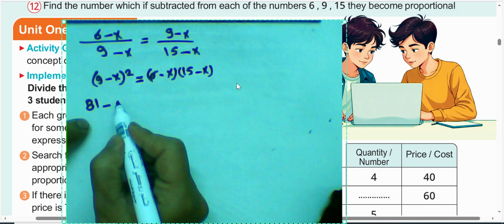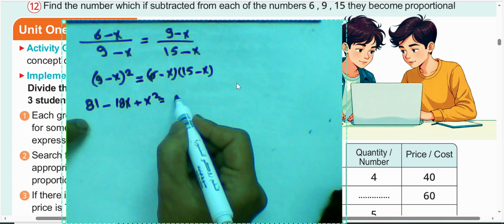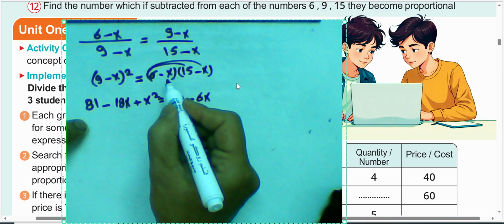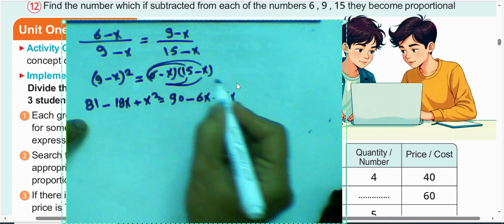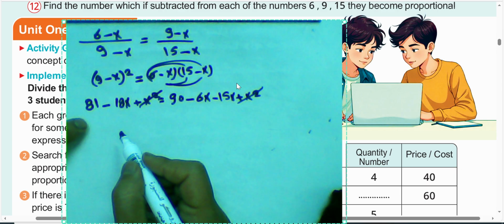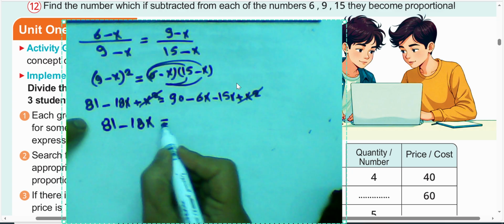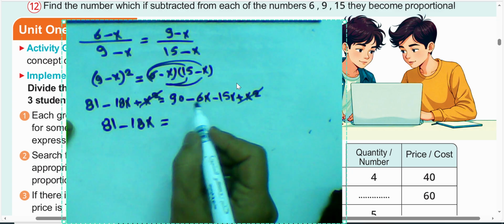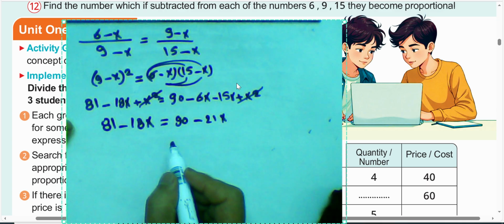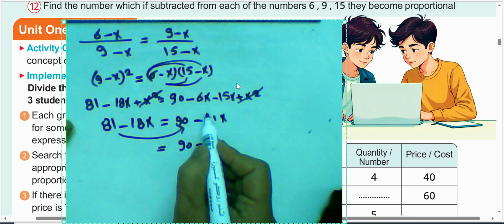And the middle 2 times 9 is 18x, and x power 2 to be x power 2. 6 times 15 is 90. 6 times negative x will be negative 6x. Product here negative 15x, and product here it will be positive x power 2. You can cancel together, and then we have 81 subtract by 18x equal 90, and negative 6 plus negative 15 negative 21x. We can move here 90 subtract by 81 and move this here, right?